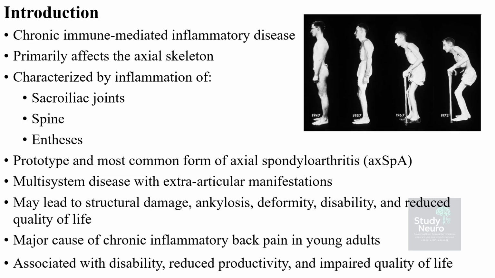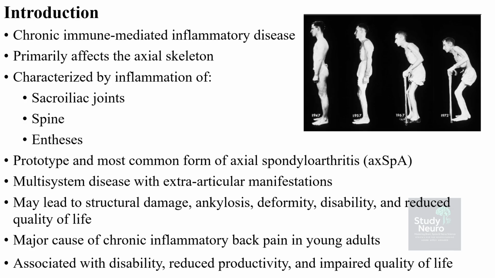Ankylosing spondylitis is a chronic inflammatory disease caused by abnormal immune activity. It mainly affects the axial skeleton, especially the joints between the spine and pelvis, the spine itself, and the entheses, which are the points where tendons and ligaments attach to bone. It is the most common and classic form of axial spondyloarthritis.